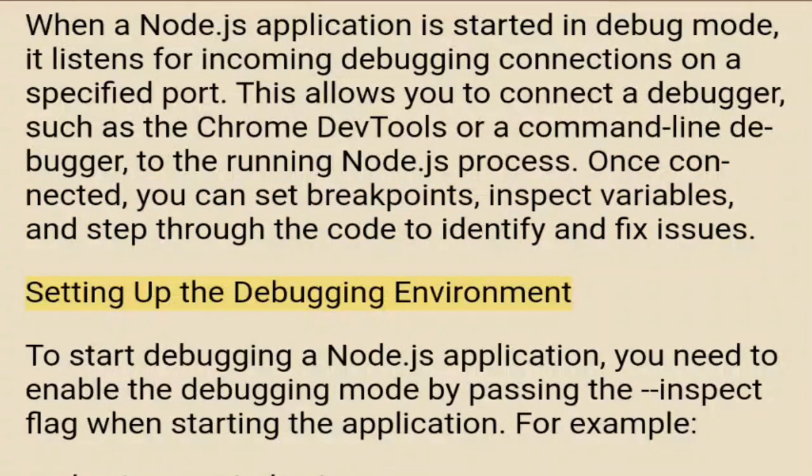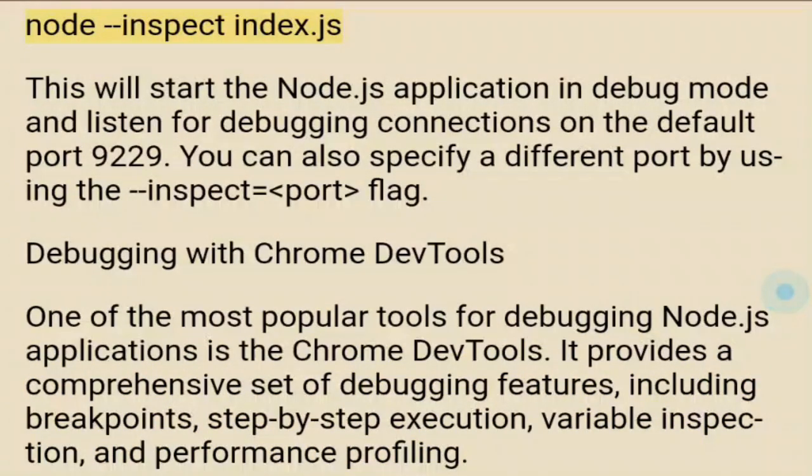Setting up the debugging environment. To start debugging a Node.js application, you need to enable the debugging mode by passing the inspect flag when starting the application. For example, node inspect index.js. This will start the Node.js application in debug mode and listen for debugging connections on the default port 9229. You can also specify a different port by using the inspect equals <port> flag.